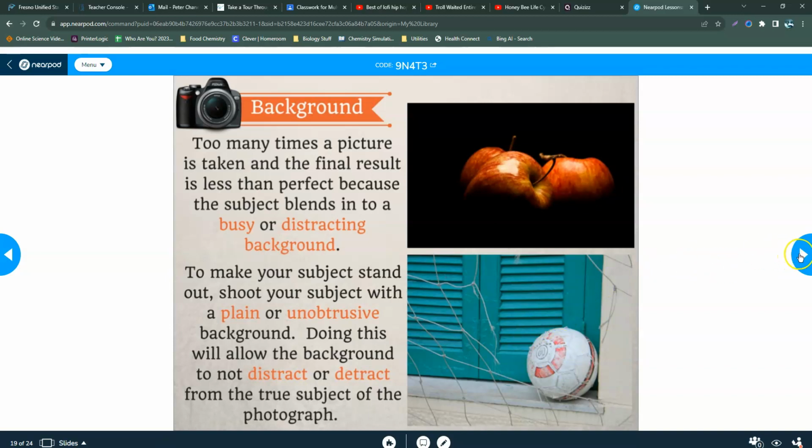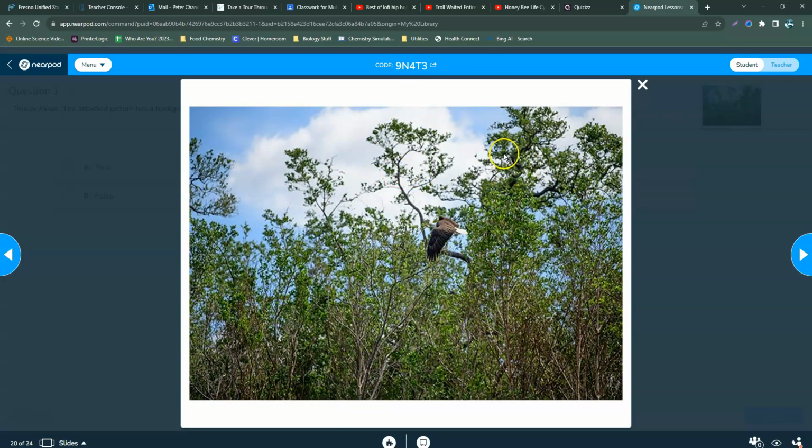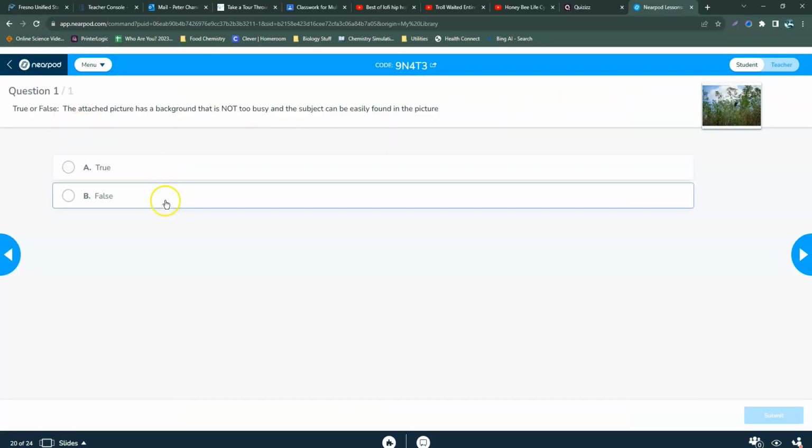So question, true or false? The attached picture has a background that is not too busy and the subject can be easily found in the picture. So clicking on this picture actually makes it bigger so you can see it better, and you're going to determine if that statement is true or false.